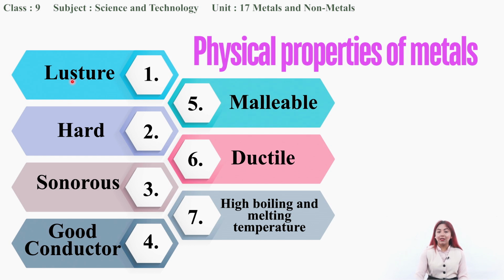So the first one is luster. The metals are lustrous, metals are usually hard, metals are usually sonorous, they are good conductors of both heat and electricity. Most metals are malleable, and most metals are also ductile, and metals have high melting and boiling temperatures. Now, let us study the individual physical properties of metals.